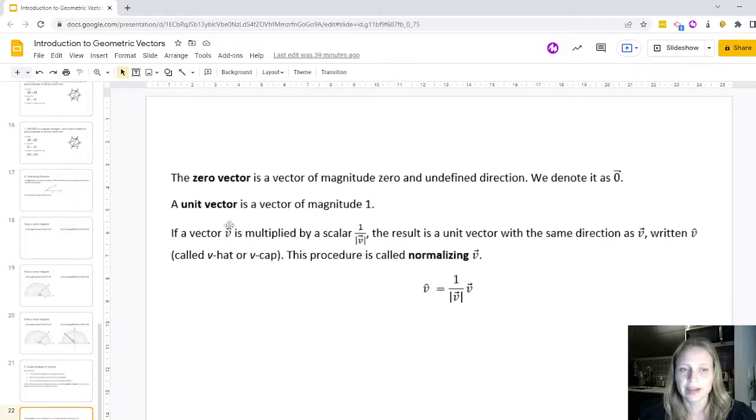If a vector v is multiplied by a scalar, and that scalar is 1 over the magnitude of v, then the result is the unit vector in the same direction as v. We write it as v with this symbol called v hat or v cap. Finding the unit vector is called normalizing vector v. So the definition of the unit vector, v hat, is 1 over the magnitude of vector v times vector v.